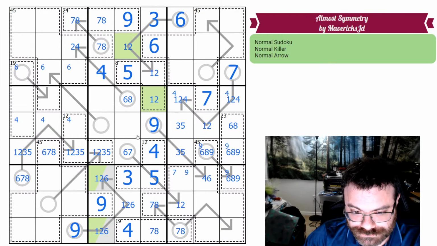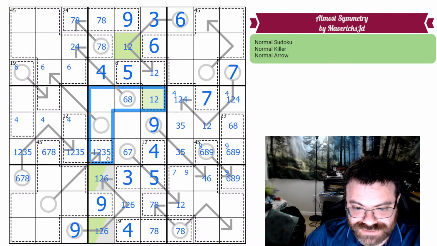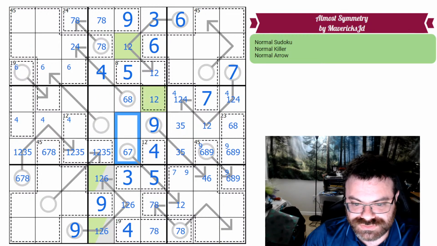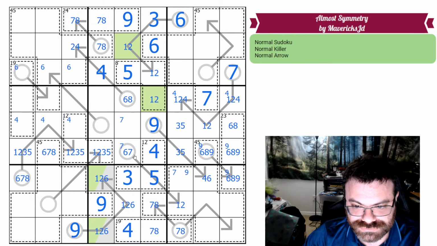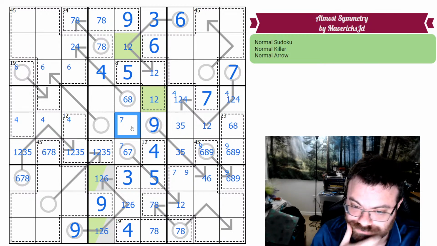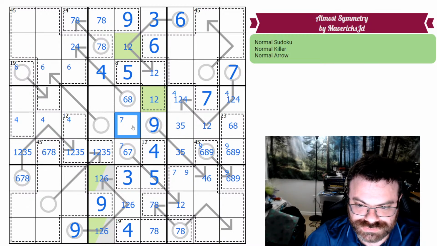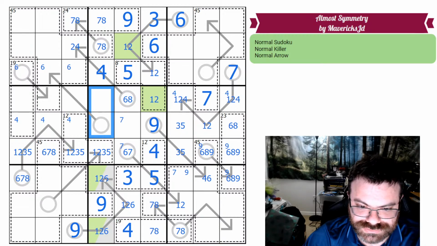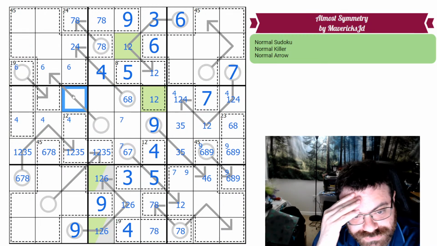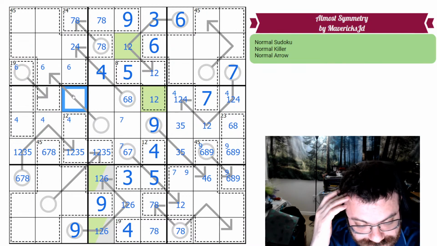7 is actually quite limited in this box. It's one of these two. Okay, so let's look at this again. I'm not sure it's as nice as it was. But neither of these can be 1 or 2. Oh, we don't know that this is minimum 3 anymore. That's a problem.